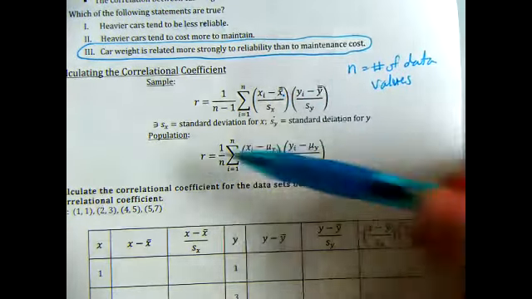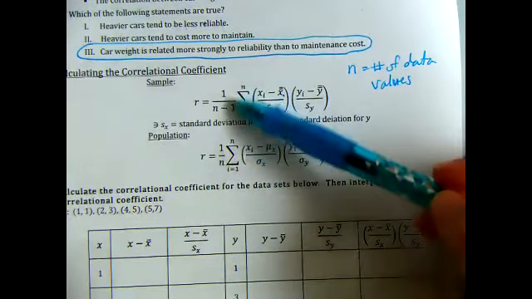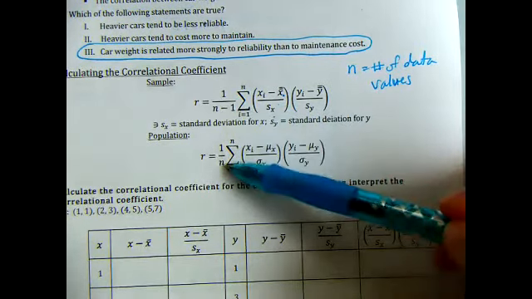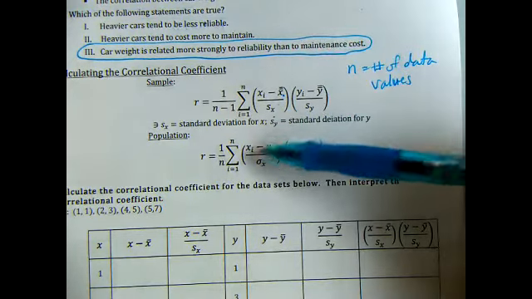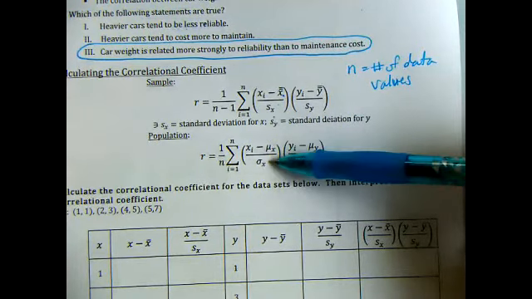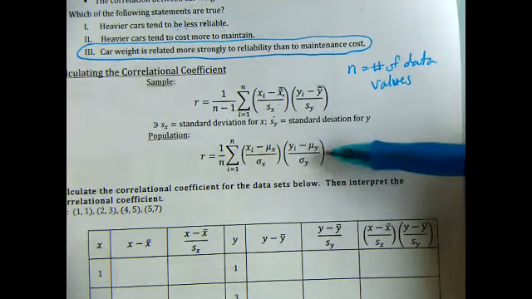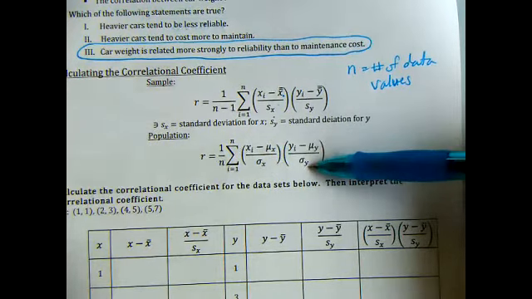Okay. Now for population, it's very similar. Instead of n-1, we have n, so 1 over n. And again, we have summation of, so our x minus the mean of x, so mu of x, divided by the standard deviation of x. Okay. And then y minus the mean of y divided by the standard deviation of y.